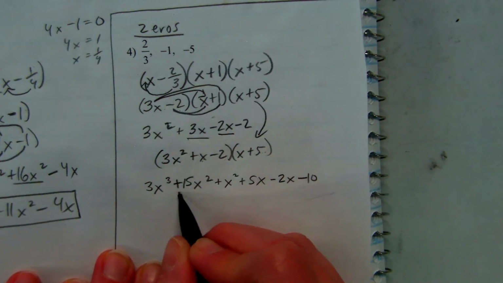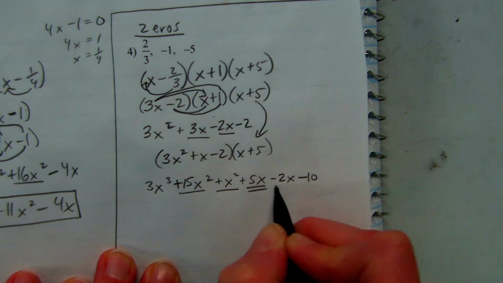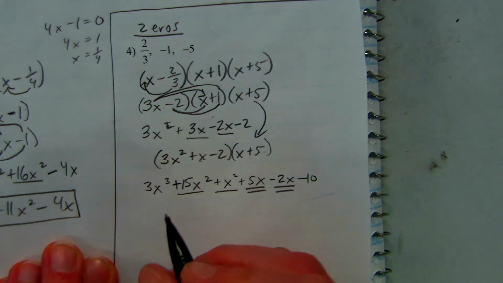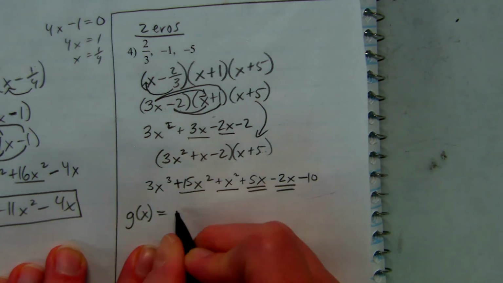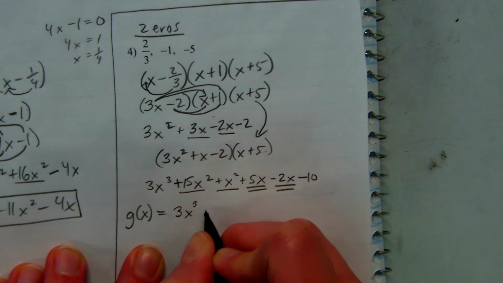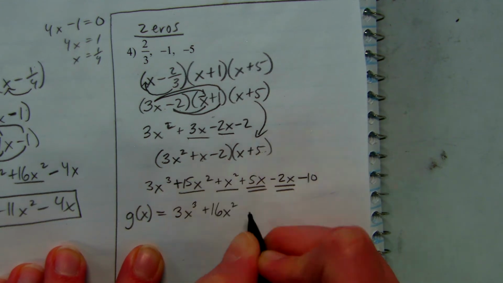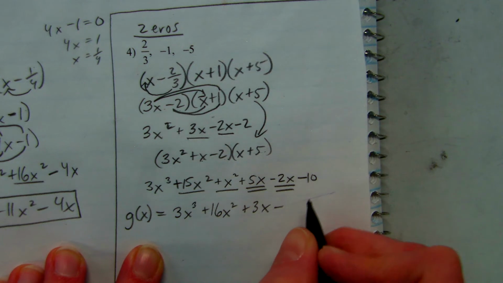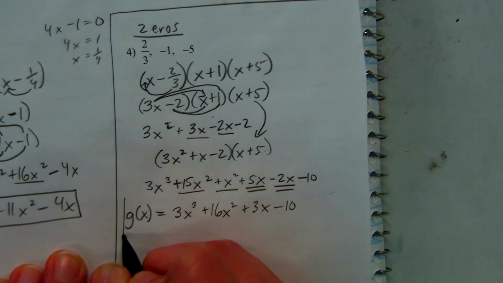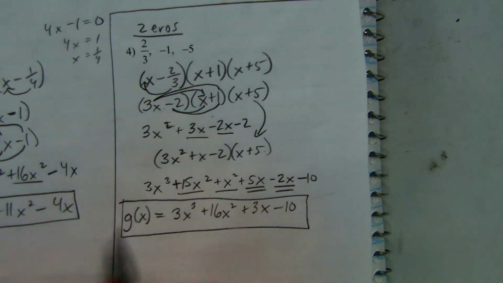So we're going to combine these like terms and decide what we want to call our function. I'll call this one g of x. So we'll have 3x cubed plus 16x squared plus 3x minus 10. And we're all done. So far, not too bad.